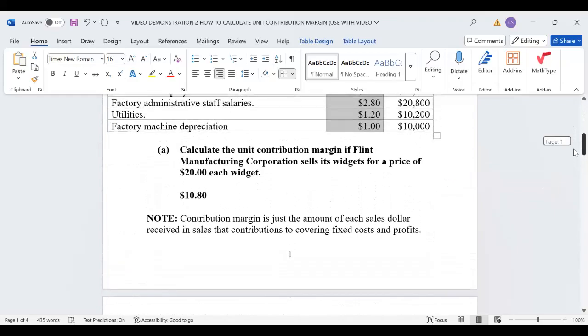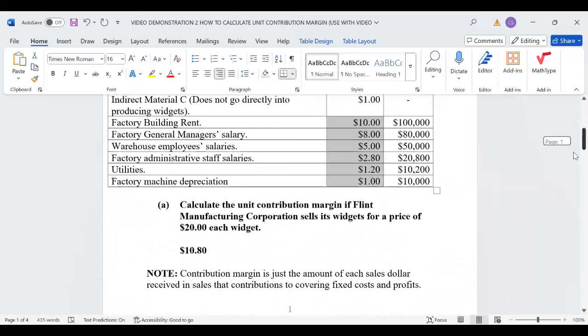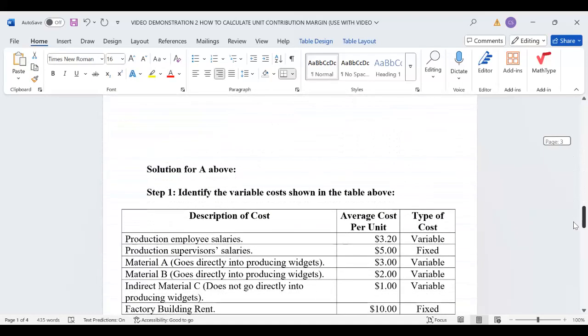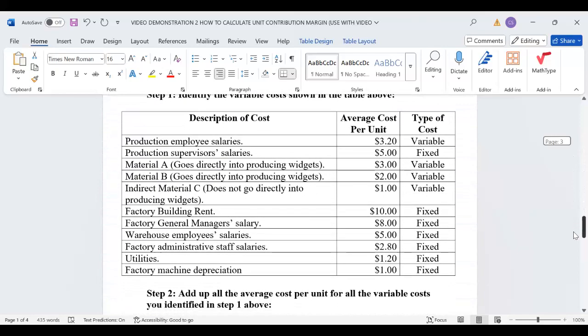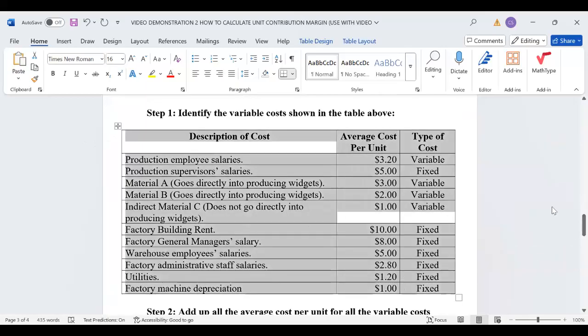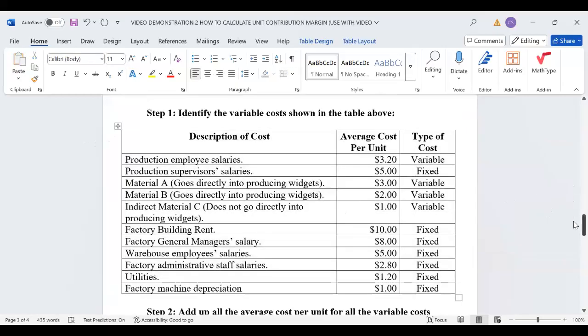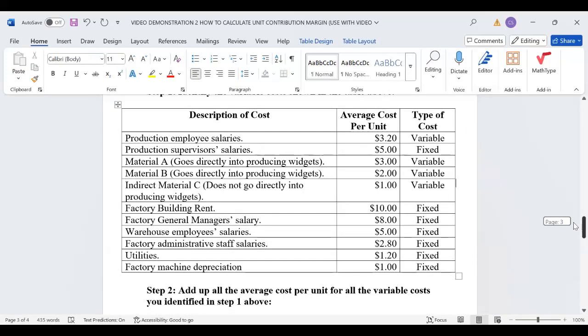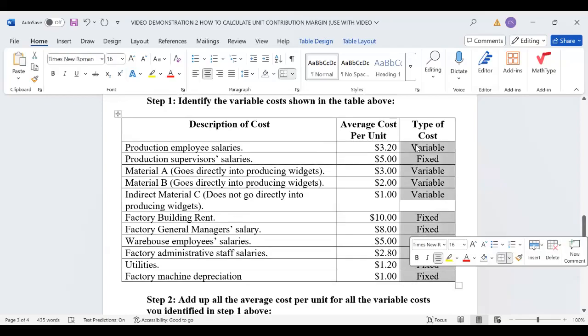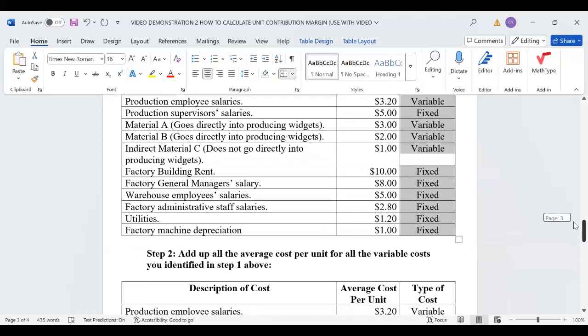Okay, so let's demonstrate how to calculate unit contribution margin. Unit contribution margin, first step is identify the variable cost. What this is showing is simply a copy of the table from above. What I do then is I go through, so on a test, what I would do is make another column and put V for variable and F for fixed. I would do that immediately when you get a test question like this or any question like this.